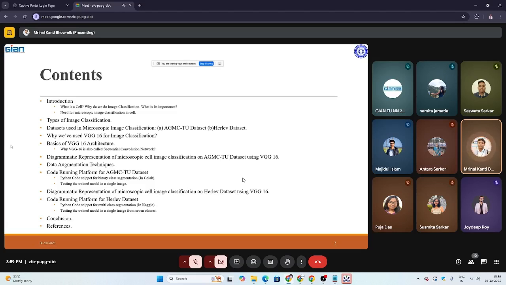The model which I'll be using for image classification is VGG16. I'll also explain why I have used VGG16 particularly, what the basics of VGG16 are, and the diagrammatic representation of microscopic cell image classification on the AGMC2 dataset. And what the data augmentation techniques and the Python code running platform are for the AGMC2 dataset as well as the high-level dataset, because I'll be explaining about the two datasets. Then conclusion and references.